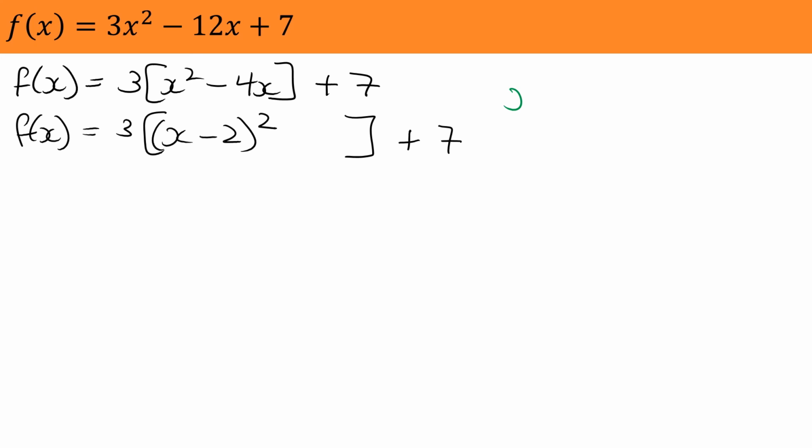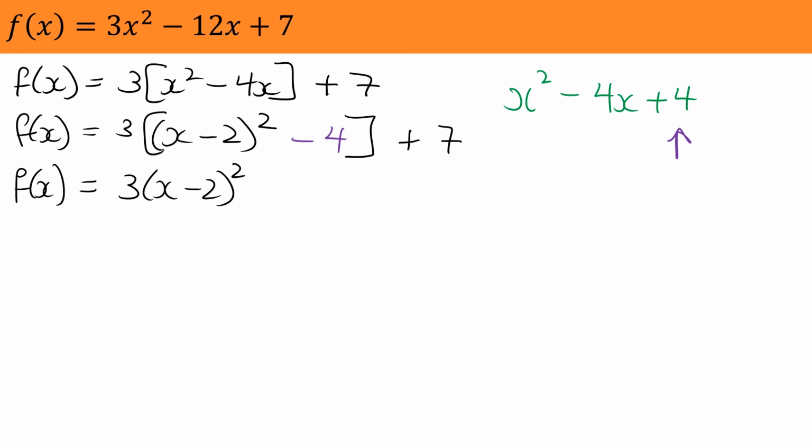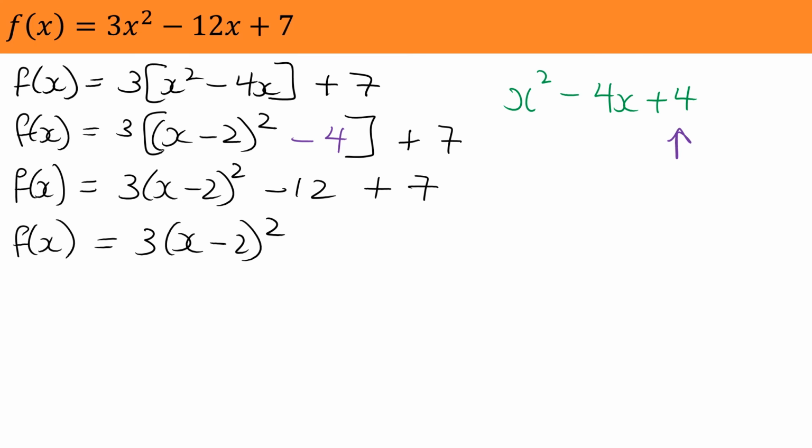So squaring out x minus 2, I get x squared minus 4x plus 4. So once again here I have this extra plus 4 that I don't require in my square bracket, so I subtract that out. Now the next thing I'm going to do, on the next line, is redistribute back in the 3. So 3 times x minus 2 squared, and 3 by minus 4 gives me minus 12, and then I also have this plus 7 at the end. So f of x is equal to 3 times x minus 2 squared, and minus 12 plus 7 gives me minus 5.